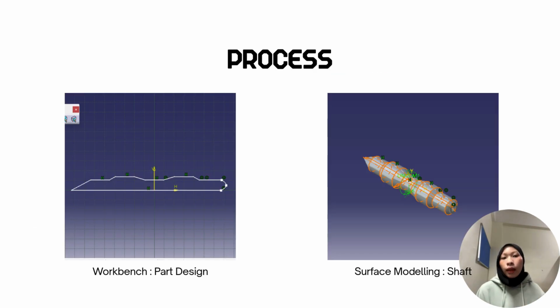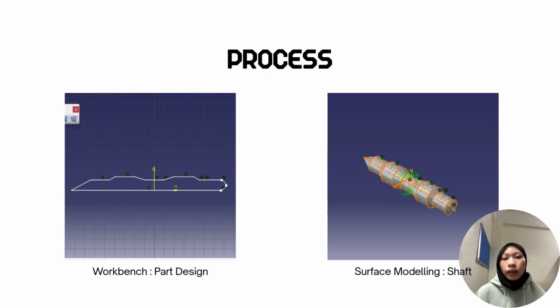Okay, so for this step, the modeling process starts in the Part Design workbench. First, a 2D sketch of the shaft profile is created with the required dimensions and constraints. This sketch defines the basic shape and length of the shaft.